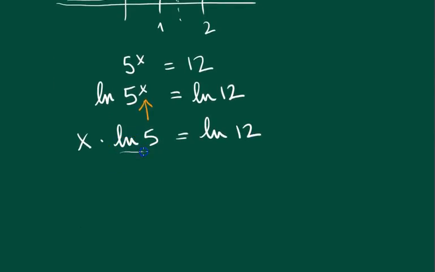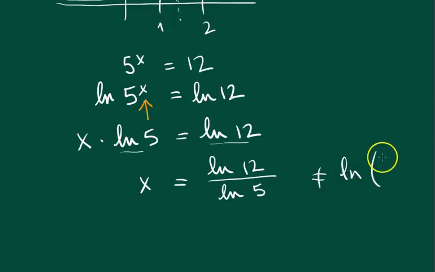Okay, these guys are constants. So I'm going to divide both sides by log of 5. What's left over is log of 12 over log of 5. Now, this is not equal to the log of 12 over 5. That's not what the rule said. The log of a quotient is a difference of logs. This is a quotient of logs. And so we don't have any particular rule for this. We'll just use the calculator.